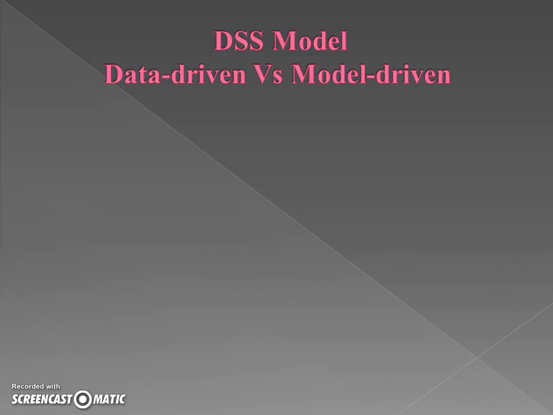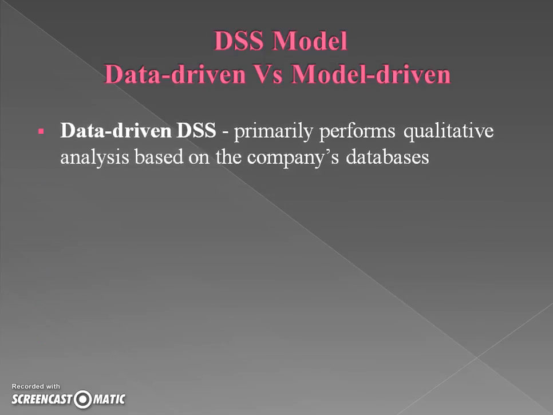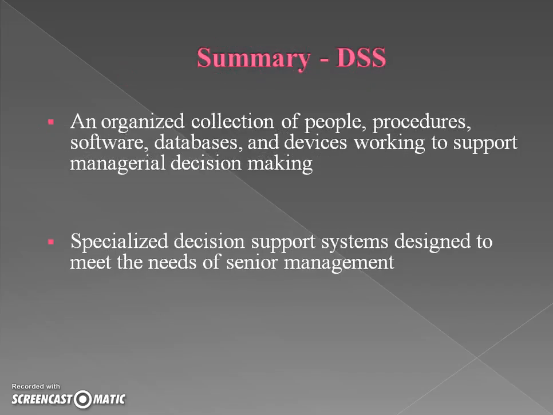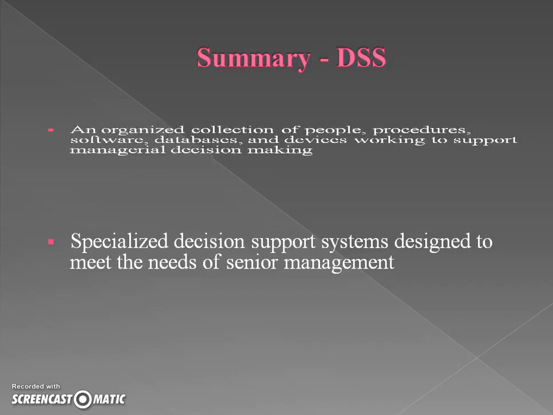Now, DSS has two different models which can be categorized: data driven versus model driven. In the data driven DSS, it primarily performs qualitative analysis based on the company's database, whereas the model driven DSS primarily performs mathematical or quantitative analysis. So, summary: an organization is a collection of people, procedures, software, database and devices working to support specialization support systems designed to meet the needs of the senior management. Thanks.